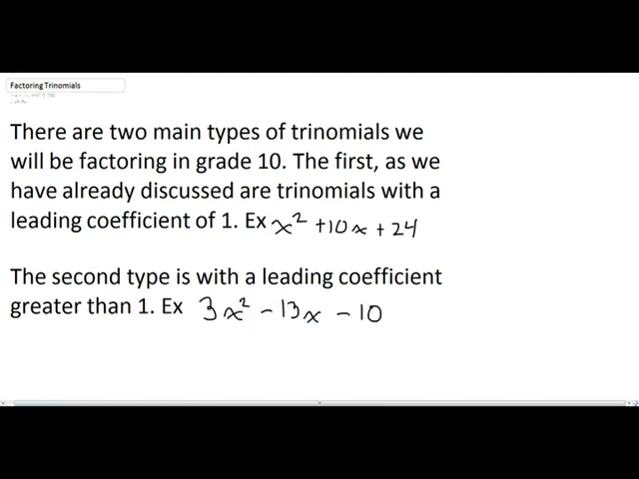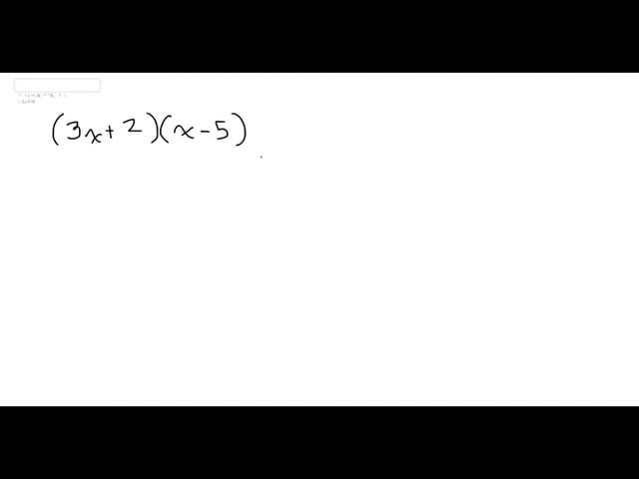So the second type is with a leading coefficient greater than 1. So for instance, here we have 3x squared minus 13x minus 10. So to take a look at how to factor a trinomial with a leading coefficient greater than 1, let's take a step back and see what binomial products give us such a trinomial. So let's take a look at this one. We have 3x plus 2 multiplied by x minus 5.